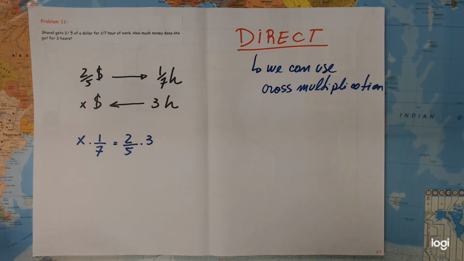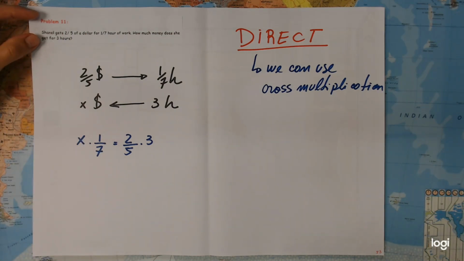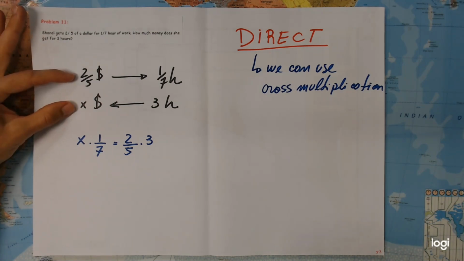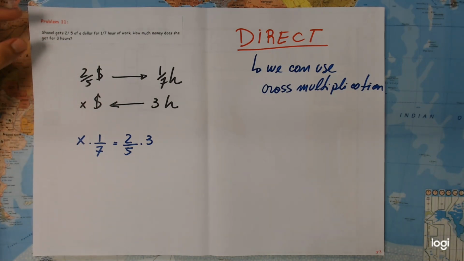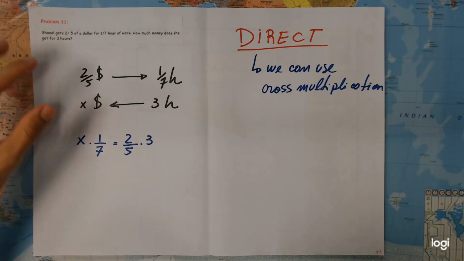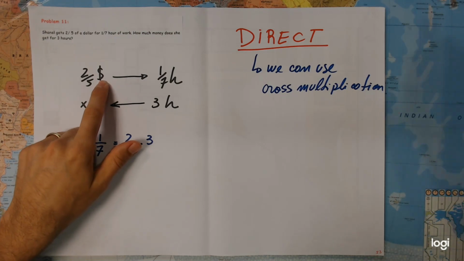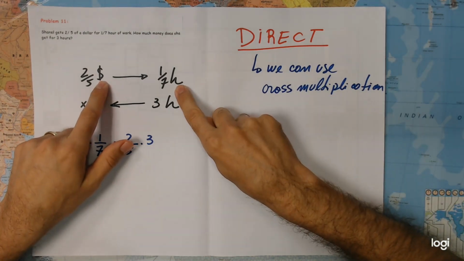Well, first let's just put from text into math. Okay? The first step is this. Not just the first step, the most important step is to go from text to math. Okay? 2/5 of a dollar, meaning of 1/7 hour.